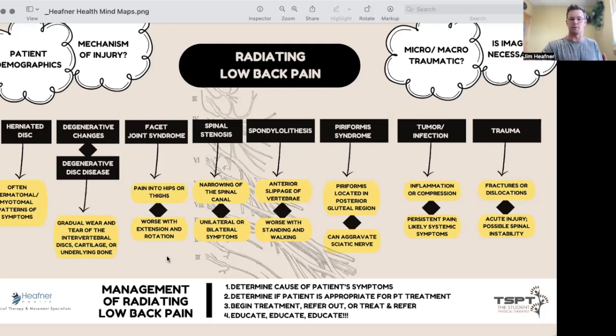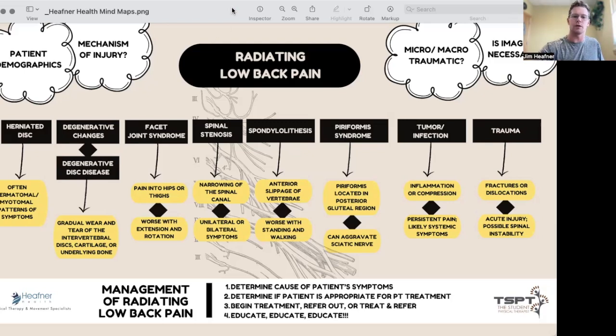So my approach to management of radiating low back pain is first determining the cause, second, determining based on what we're finding if they're appropriate for PT or not. Can we treat them or do we need to refer out? And then lastly, this education piece. The research backs it up, the clinical practice guidelines or clinical prediction rules back it up, that we've got to educate our patients. We need to teach them what's causing their pain from an anatomical cause, but we also need to teach them that from a neuroscience cause. So we need to treat these things from the bottom up and from the top down.